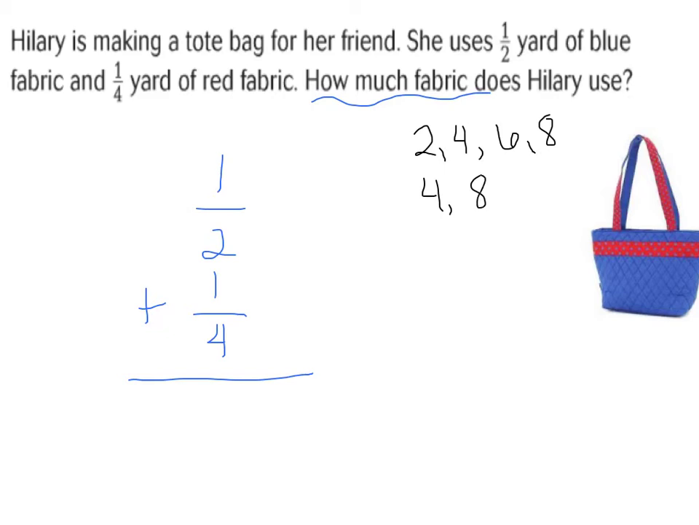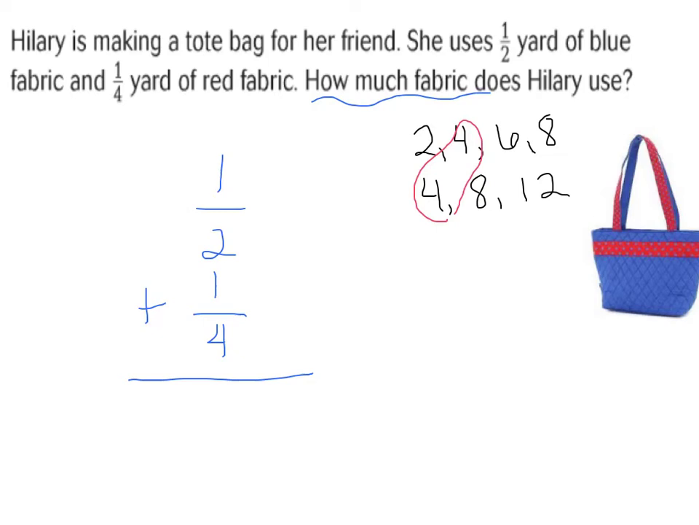4, 8, 12. Now I can stop there. I can already see that the common multiples of 2 and 4 are 4 and 8. But remember, I want the smallest multiple possible. So that would be my 4. That's the least common multiple that they have.